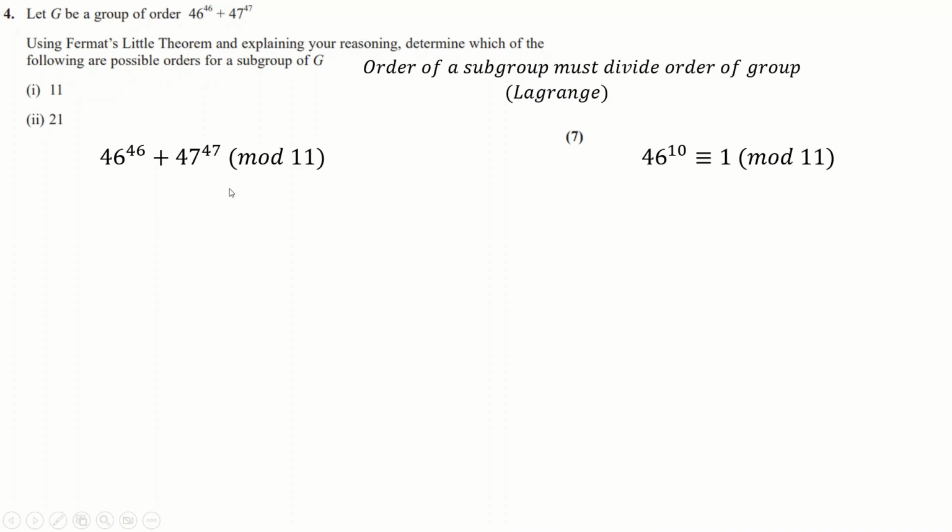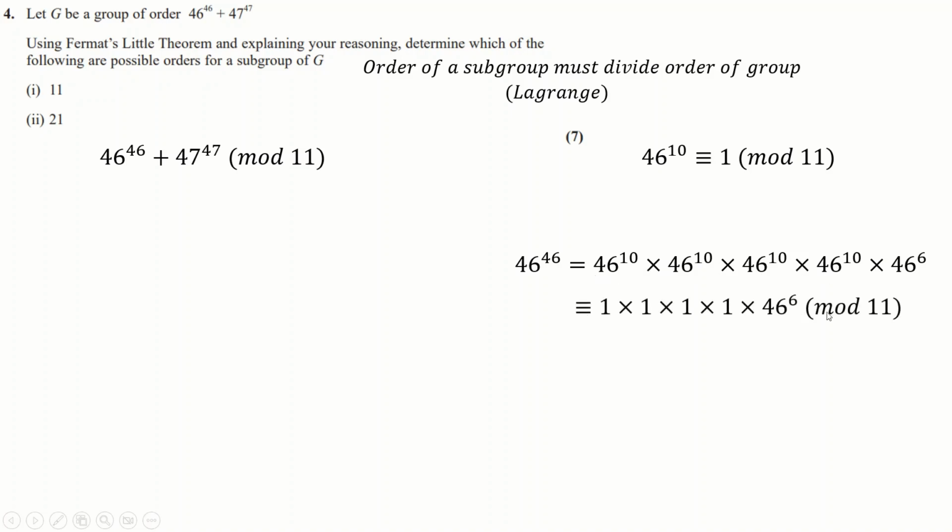So how do I use this then? Well, 46 to the power 46 is the same as this, right, I think? Because 10 plus 10 plus 10 plus 10 plus 6 is 46. But mod 11, all of these things are 1 because of Fermat's little theorem. So it's just 1 times 1 times 1 times 1 times 1 mod 11. Which of course is just this, mod 11. So I think I can just write this as this.